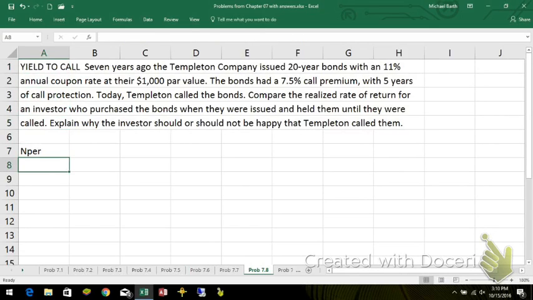When they first issued the bonds, they had 20 years to go. We'll solve for the rate. They sold them at their par value of $1,000. So they sold the bonds at $1,000, and that's also the par value. And the coupon payment is 11% of par. That's $110. The only time the price of a bond is exactly equal to the par value is when the yield to maturity is exactly equal to the coupon rate.